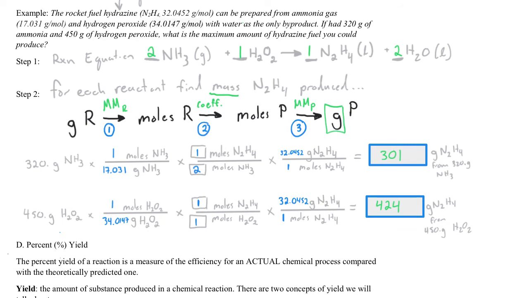And now we can compare the two values. These are the masses we would expect to be produced of hydrazine from their respective starting materials. And notice that from ammonia, we produce less hydrazine. So ammonia would in fact be our limiting reactant, and our maximum theoretical yield would therefore be 301 grams of hydrazine.